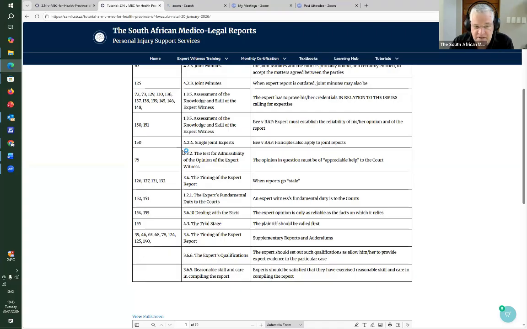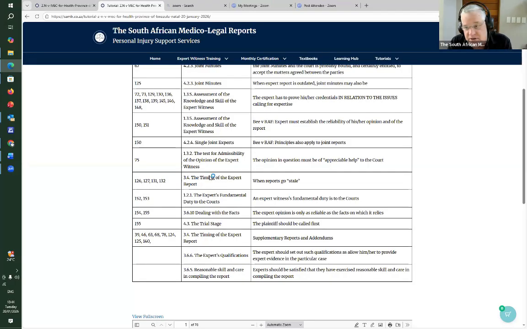So you see that at paragraphs 126, 127, 131, and 132, the timing of the expert report becomes important. Timing of the report matters for all sorts of reasons. The one we're looking at now is this question of reports going stale.